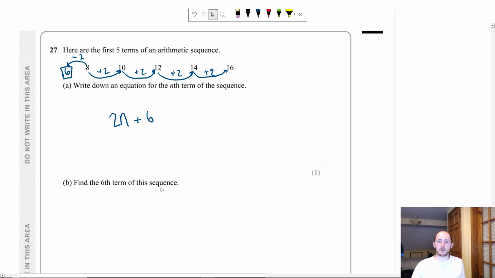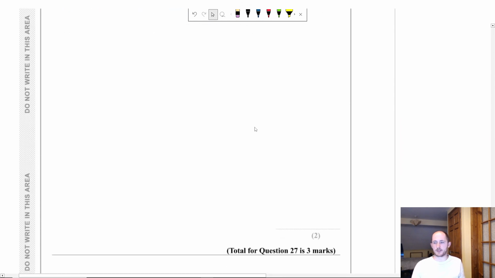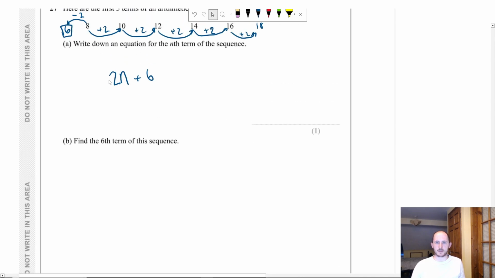Find the 6th term of the sequence. Well, if you notice, this is the first 5 terms. So for the 6th term, you'd add another 2 to get 18. And so the last term is 18. The other way you can do it is just sub in n equals 6 into here, which of course is 18.